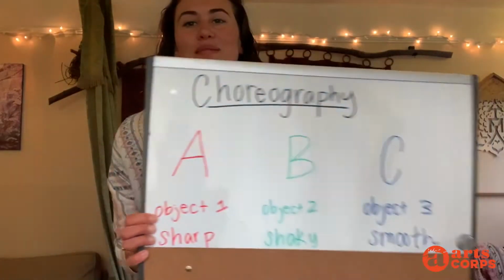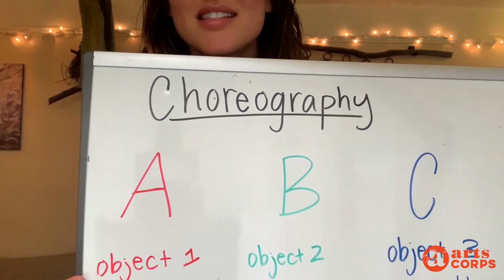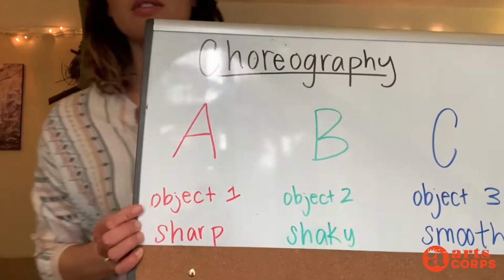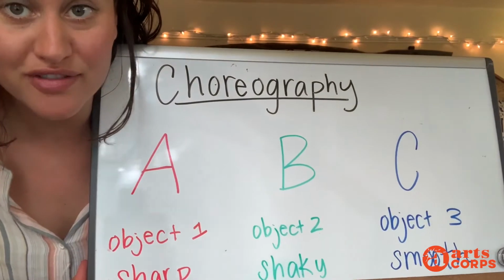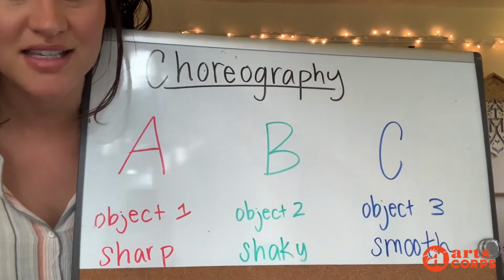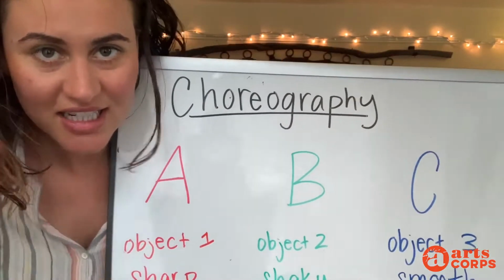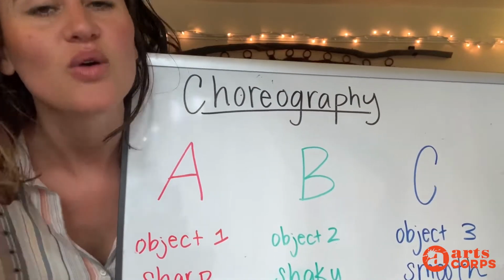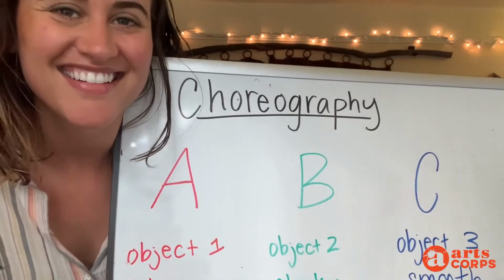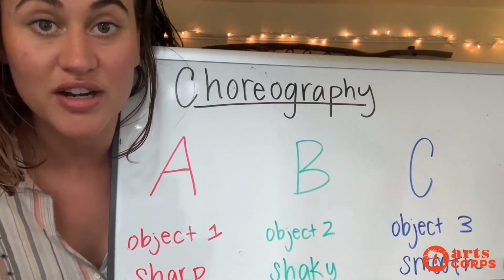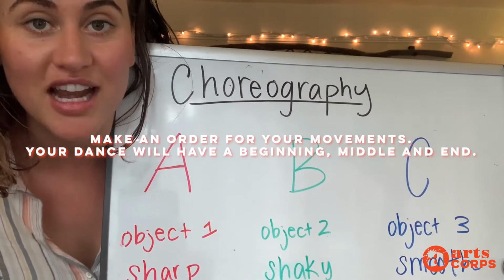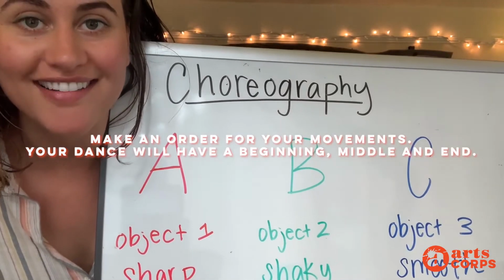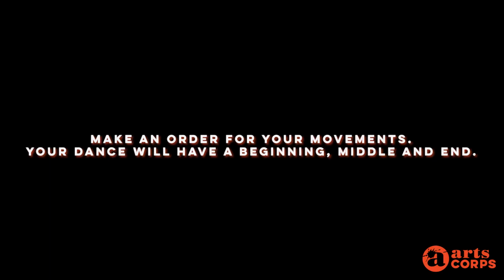All right, now we get to pick an order. So ABC, you're gonna put your objects in an order. I chose to put my sharp object first. I wanna start really sharp with my cactus. Then I chose to have my shaky, and I want to end with that smooth movement. So go ahead and choose your order. If you want to write it down to help your brain, go for that. Take as much time as you need. You can pause the video to choose the beginning, the middle, and the end section.